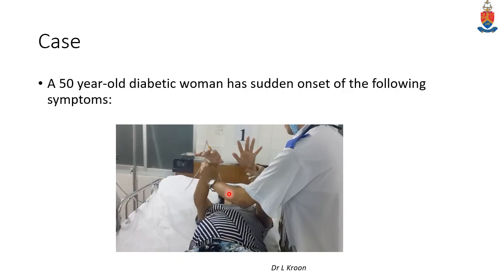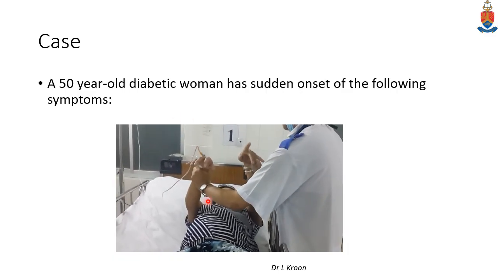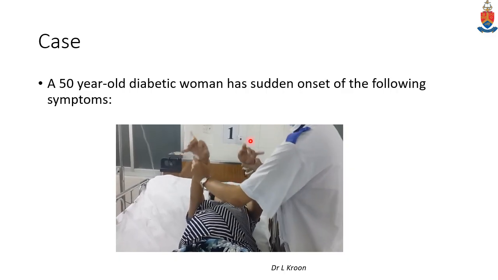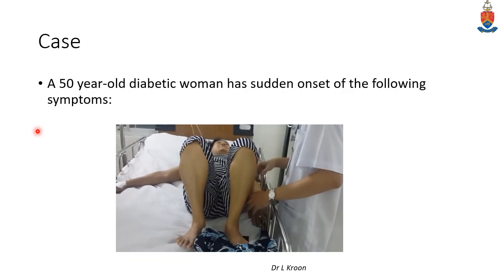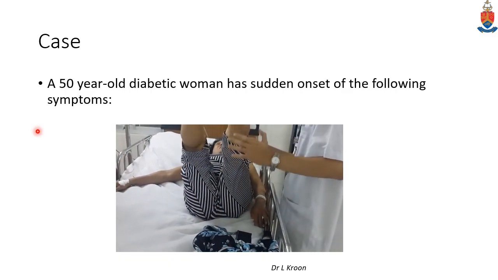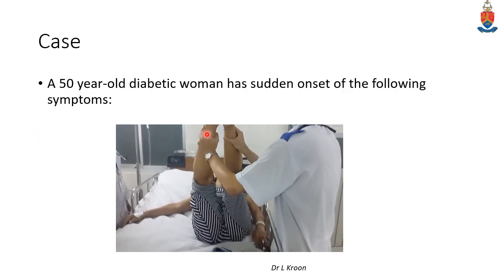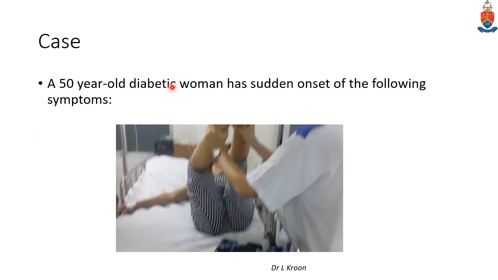And here she's been asked to give action against resistance, and you can see that the right arm is really weaker compared to the left arm. And the same happens for the right leg. We can see that the right leg is weaker than the left leg.